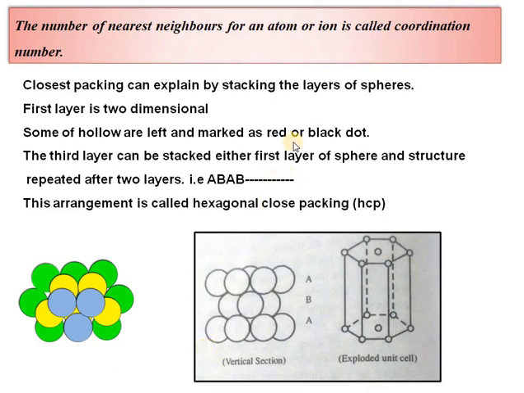So this is marked as a red or black dot. The third layer can be stacked either over the first layer of spheres, and the structure is repeated after two layers. The structure is repeated after the second layer, like an AB type. Such an arrangement is called a hexagonal close packed structure.